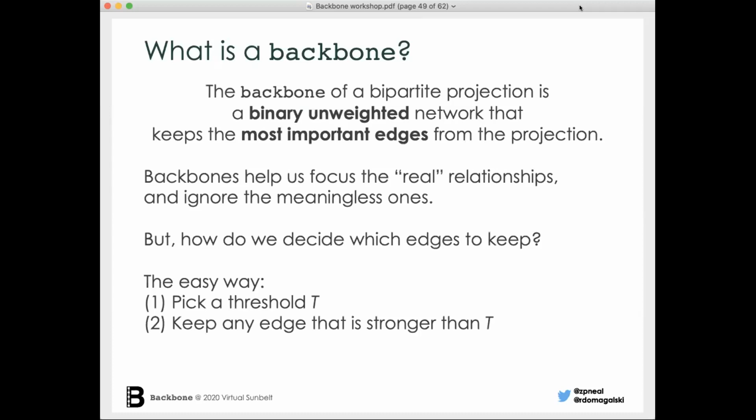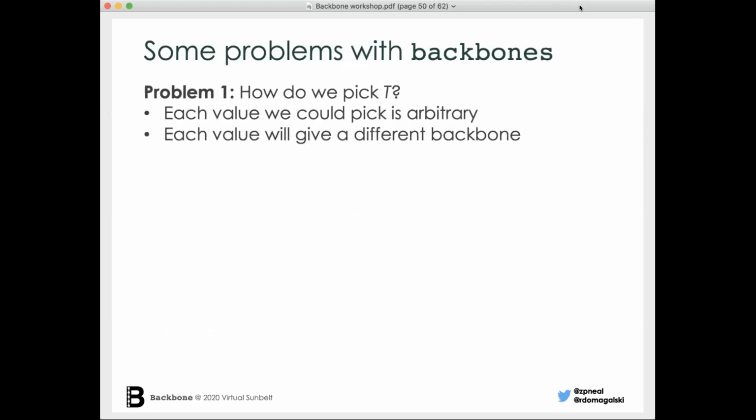So I'll first talk about the easy way, and this is the way that's relatively common in the literature right now. The easy way to decide which edges to keep is we pick some threshold t, and then we keep any edge that's stronger than t. Sometimes people will pick a very low value of t, like 0, in which case we keep any edge that's stronger than 0. In our Senate example, that would mean deciding that two senators are collaborating if they sponsored any number of bills together.